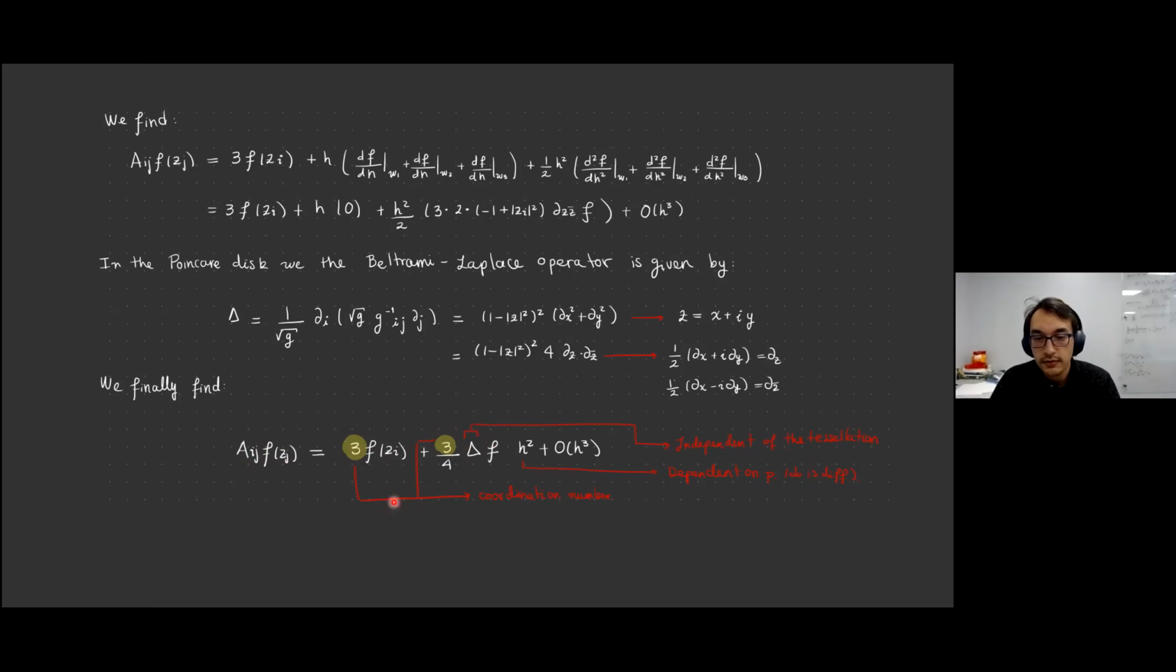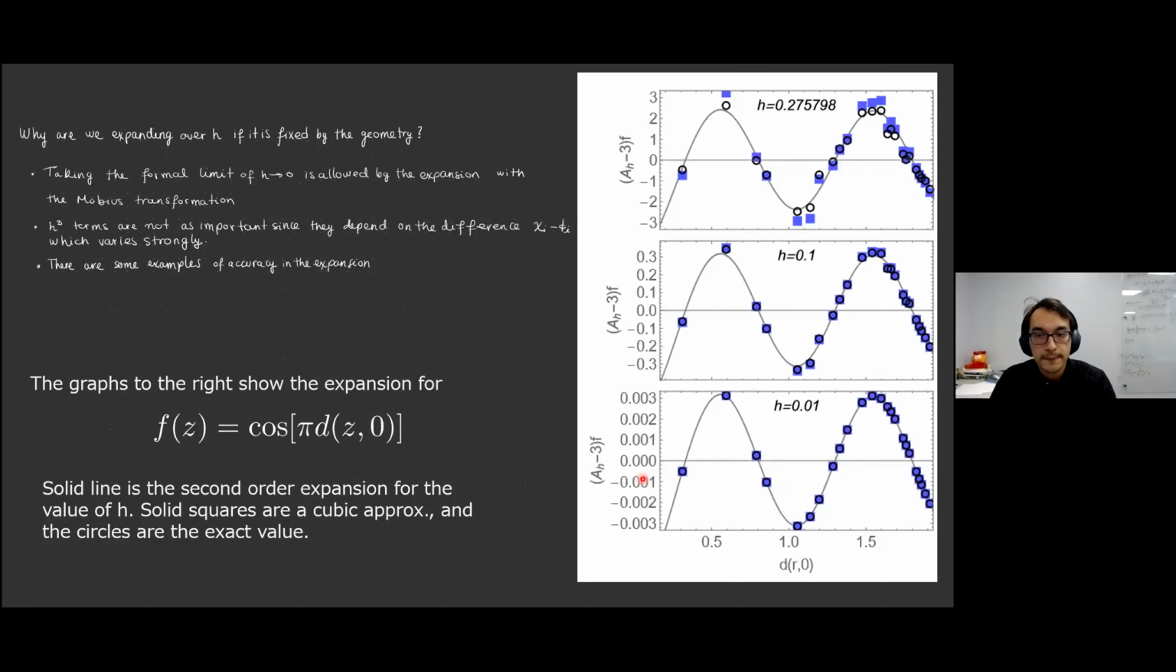These coefficients are related to the coordination number of the tessellation that we're in, and the value of h will be different for the different p's that we choose. But this is the general form for the expansion, plus some order 3 terms. So how bad is this approximation? Surprisingly, it's not that bad.